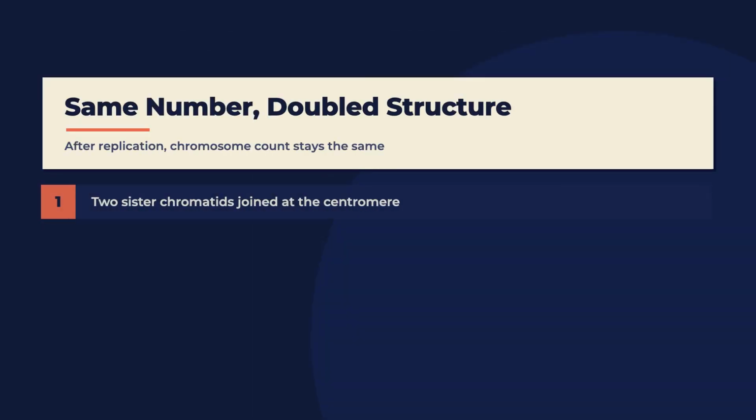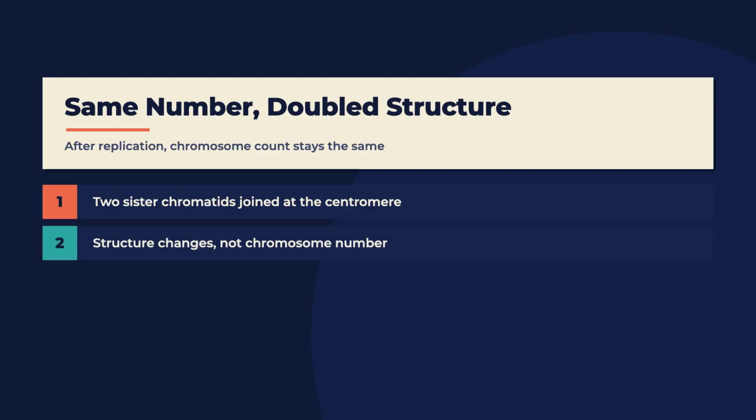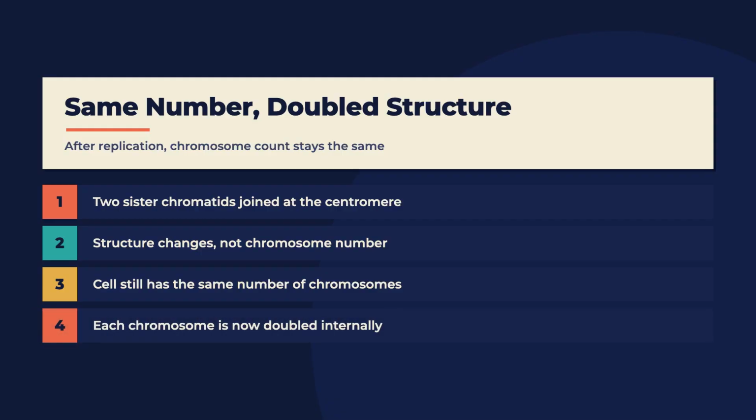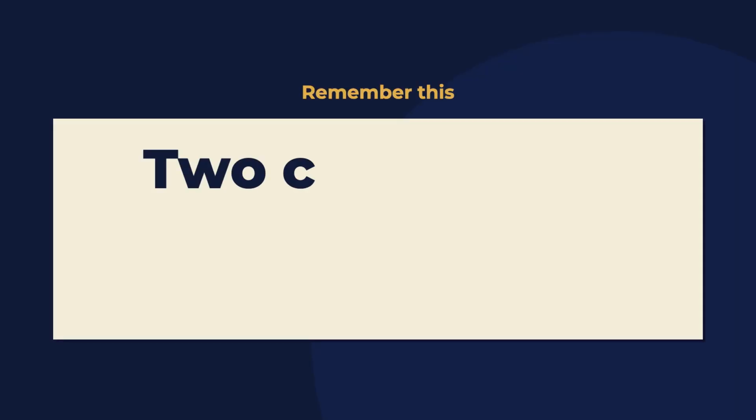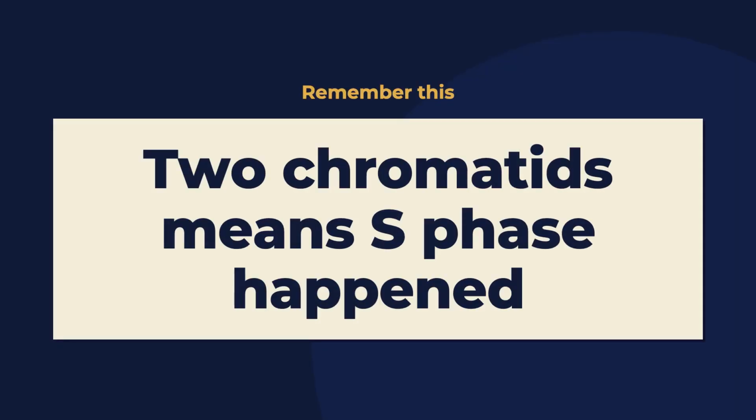After replication, each chromosome consists of 2 identical sister chromatids joined at the centromere. This is a change in structure, not in chromosome number. The cell doesn't have twice as many chromosomes after synthesis. It has the same number, each one now doubled. So whenever an exam stem mentions a chromosome made of 2 identical chromatids, it's describing the outcome of the synthesis phase specifically.